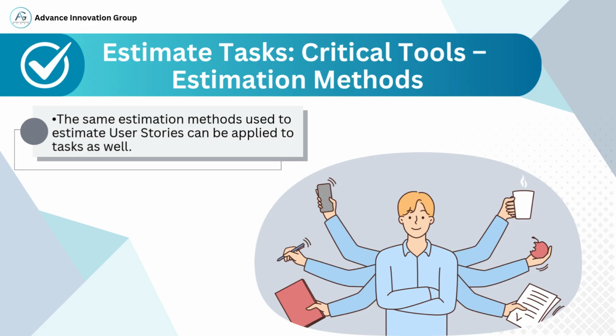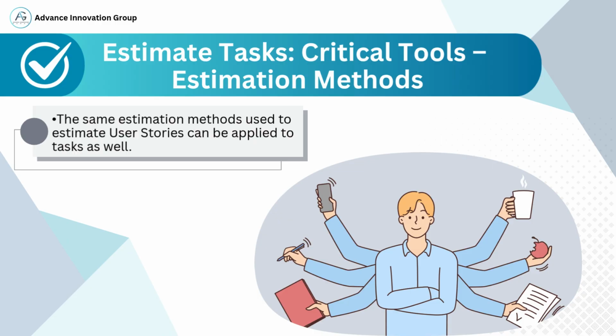Now let us focus on estimation methods, which are instrumental in estimating the effort for tasks during the sprint. The same methods that are used to estimate user stories are also applied here to estimate individual tasks. These include well-known techniques such as planning poker, wideband Delphi, and affinity estimation. These methods are collaborative and consensus-based, meaning the entire Scrum team discusses and agrees on the level of effort required. This not only helps in producing more accurate estimates, but also enhances team alignment and shared understanding of the work involved.